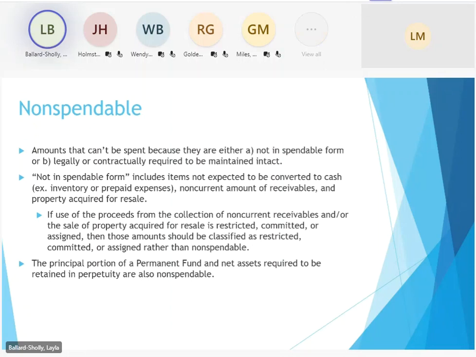Or it can be things that are legally or contractually required to be maintained intact. So if you have a permanent fund, the principal portion of that would be non-spendable. And that would be probably the only thing anyone at an agency level would be reporting to us, because we handle the prepaids and inventory.